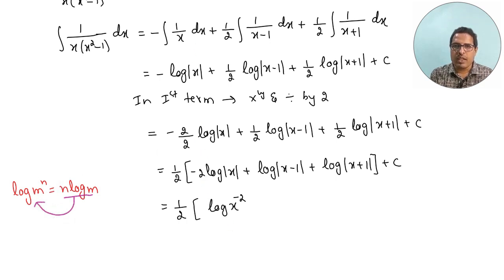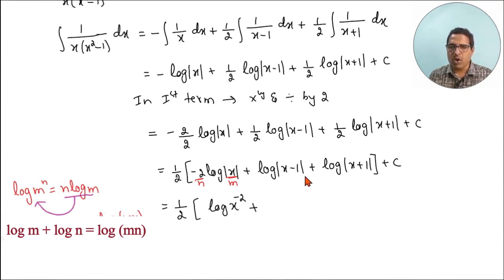So therefore we can see that this value is nothing but your n and this value is nothing but your m. So therefore we can write as log x power of minus 2 plus, we have one more property, log m plus log n. Log m plus log n can be written as log m into n. This is in the form of log m plus log n, so that can be written as log m into n. So therefore it is log of x minus 1 into x plus 1.